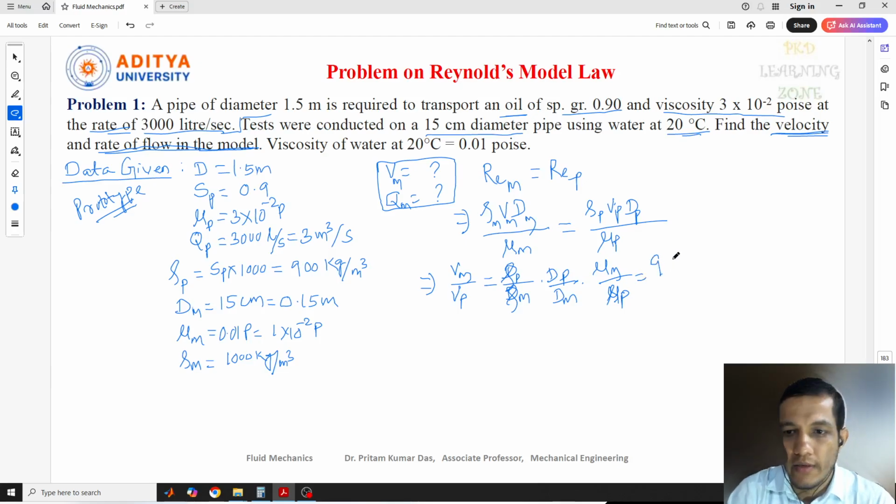So density of the prototype, that is how much? That is 900, divided by model density 1000, into diameter of the prototype 1.5 meter, divided by diameter of the model, that is 0.15 meter. Similarly, viscosity of the model, that is 1 into 10 to the power minus 2, sorry, this is 3 into 10 to the power minus 2. So these are the values given. Now if you solve this one, we can find out what that is.